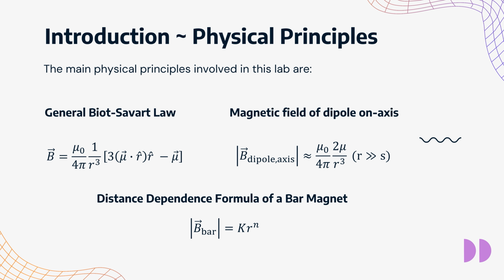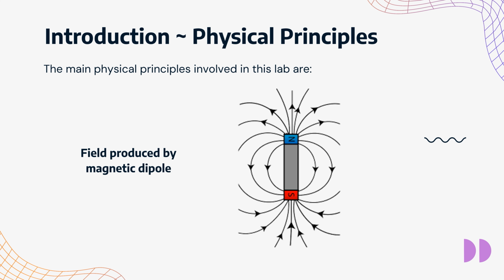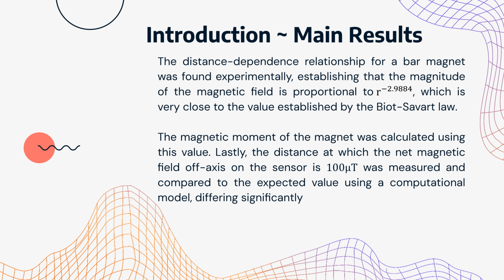The main principles involved in this lab are the general Biot-Savart law, the magnetic field of a dipole on axis, the distance dependence formula of a bar magnet, as well as the field produced by a magnetic dipole. The distance dependence relationship for a bar magnet was found experimentally, establishing that the magnitude of the magnetic field is proportional to a constant which is very close to the value established by the Biot-Savart law, and the magnetic moment of the magnet was calculated with this value. Lastly, the distance at which the net magnetic field off axis on the sensor is 100 microteslas was measured and compared to the expected value using a computational model, differing significantly.